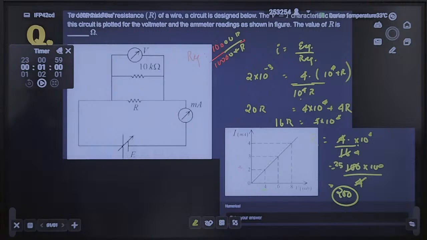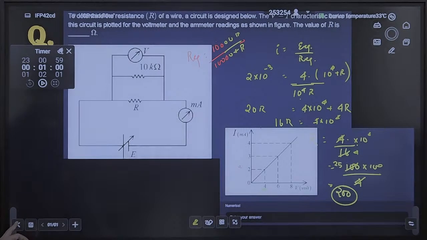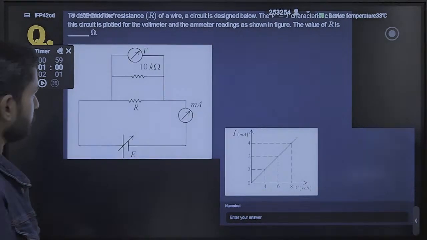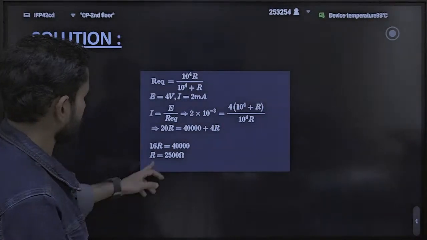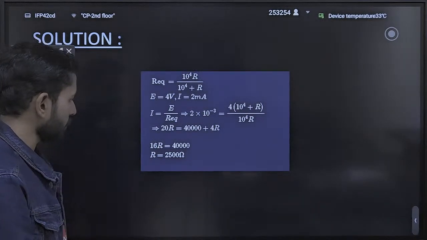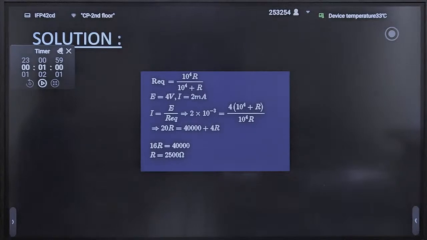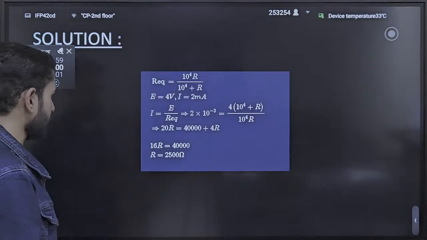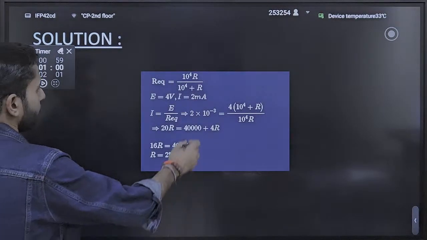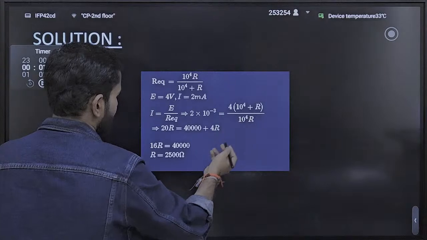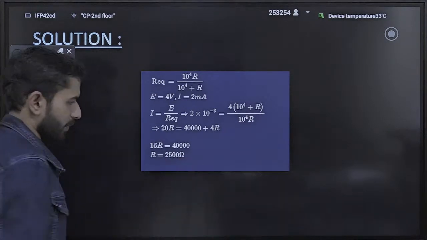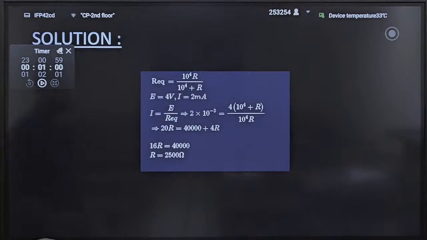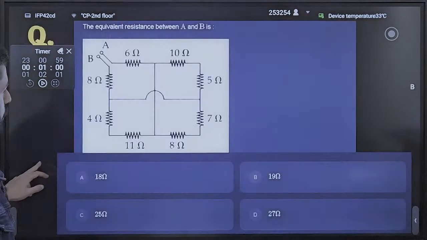Should we cross check it? Correct. 2500. This was the answer that we are getting. Our calculation was correct. There was no problem in it. Finally, the answer was coming 2500. Now let's move to the next question.